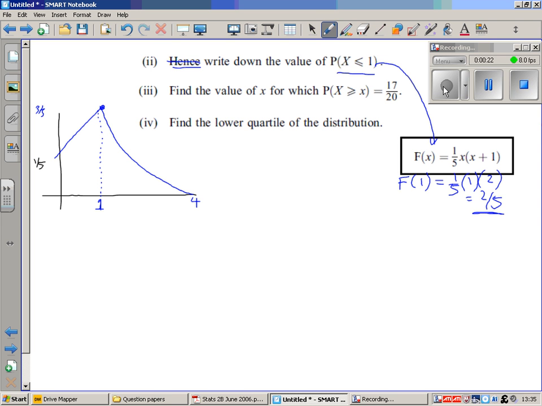You have to use this formula because of the "hence". You can't do an integral. So that's telling you that this bit here on this side of the line is 2/5, and that's going to be important in the next two parts of the question.